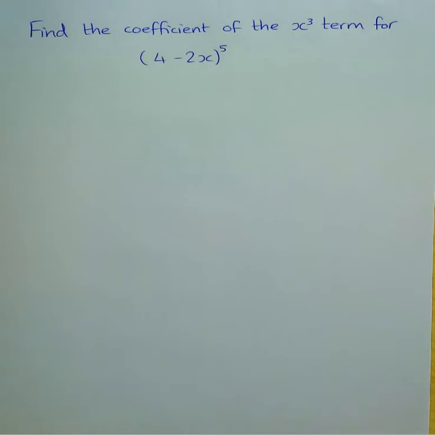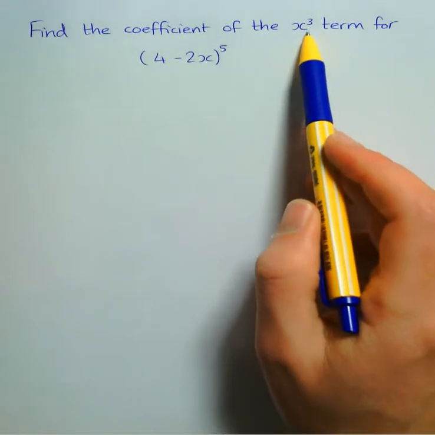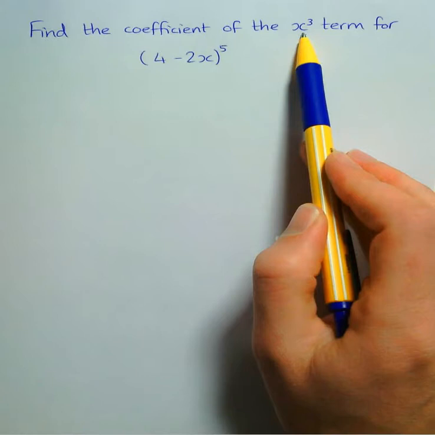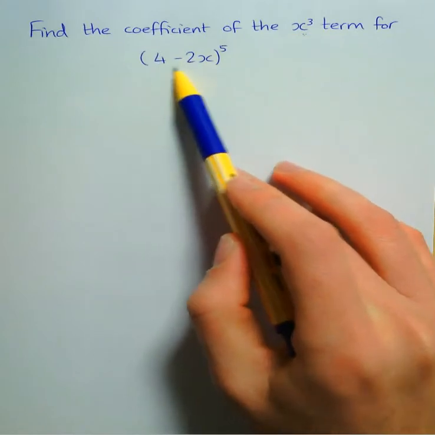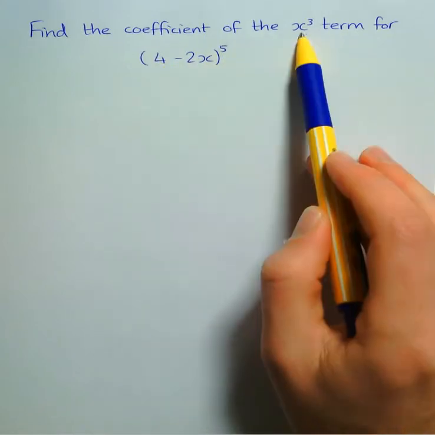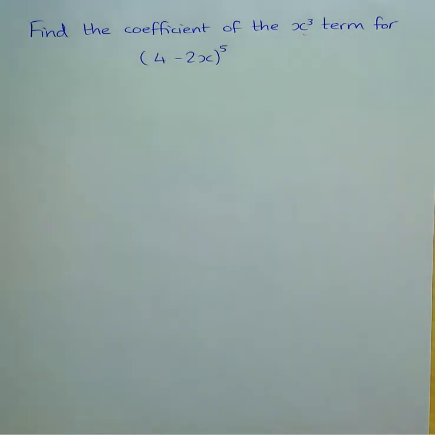Hi there guys, in this video we're going to have a look at how we can jump straight into binomials and find coefficients of pretty much whatever term that we like. And in this question we've got the x cubed term. Now there is an option of just going through the whole binomial process, finding all of the terms and just looking at the x cubed term, but there's no need, it's much quicker.